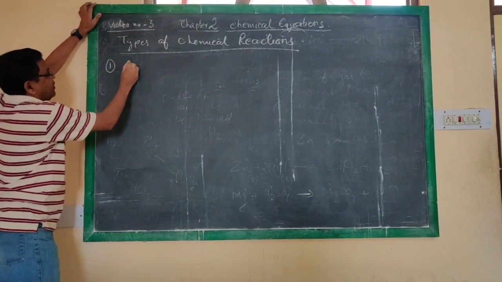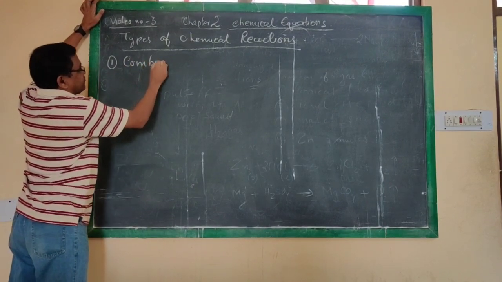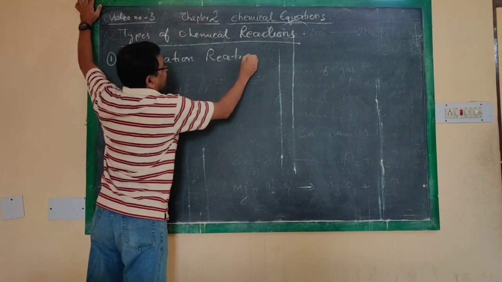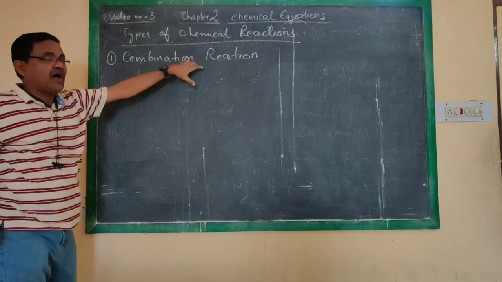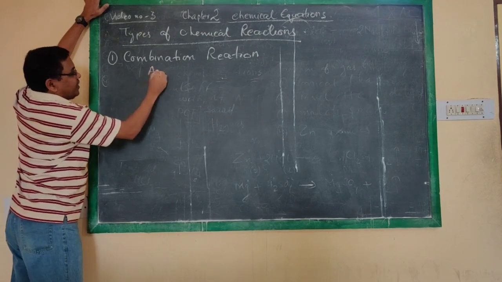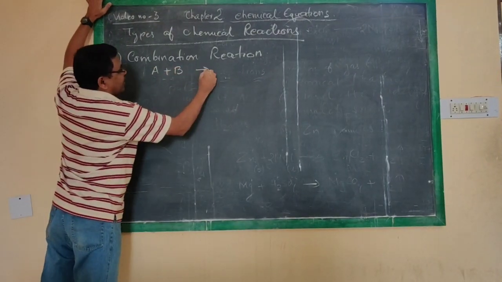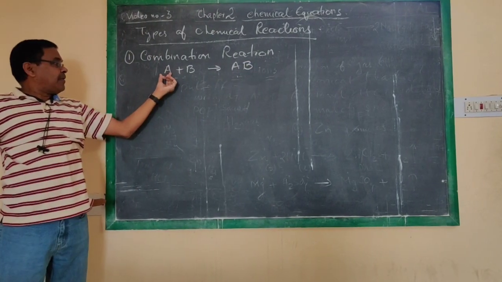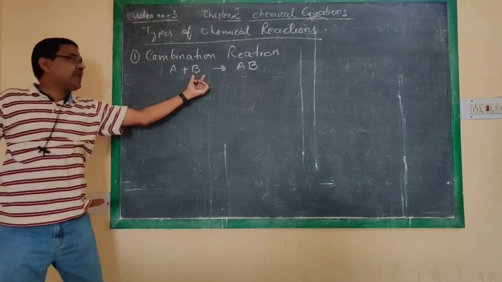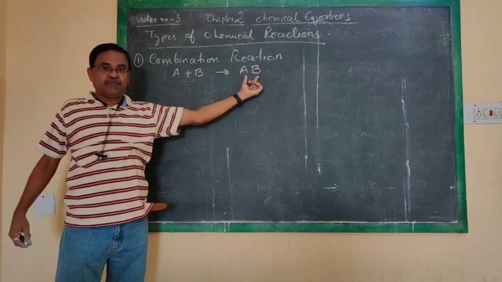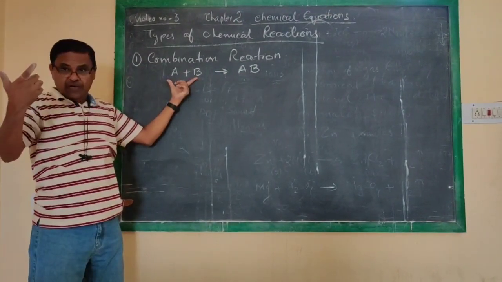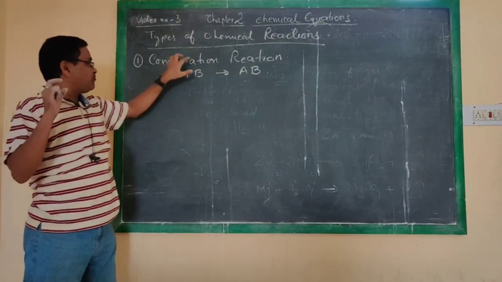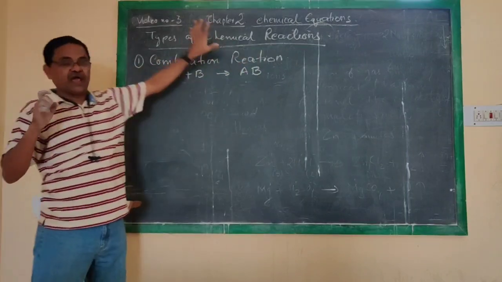First one is a combination reaction. The term itself defines that A plus B is AB. Element A combines with element B to form AB. So, two elements combine together to form a compound. We call it a combination reaction.